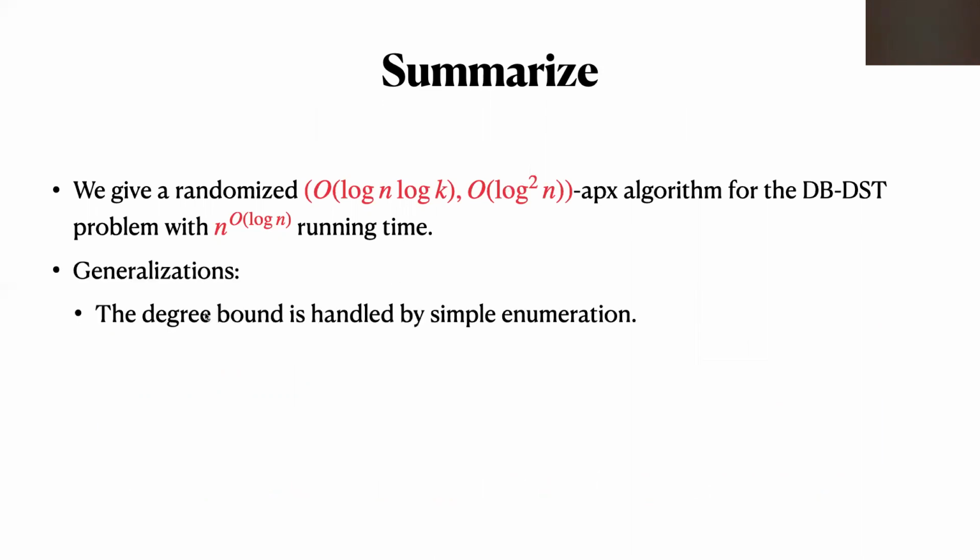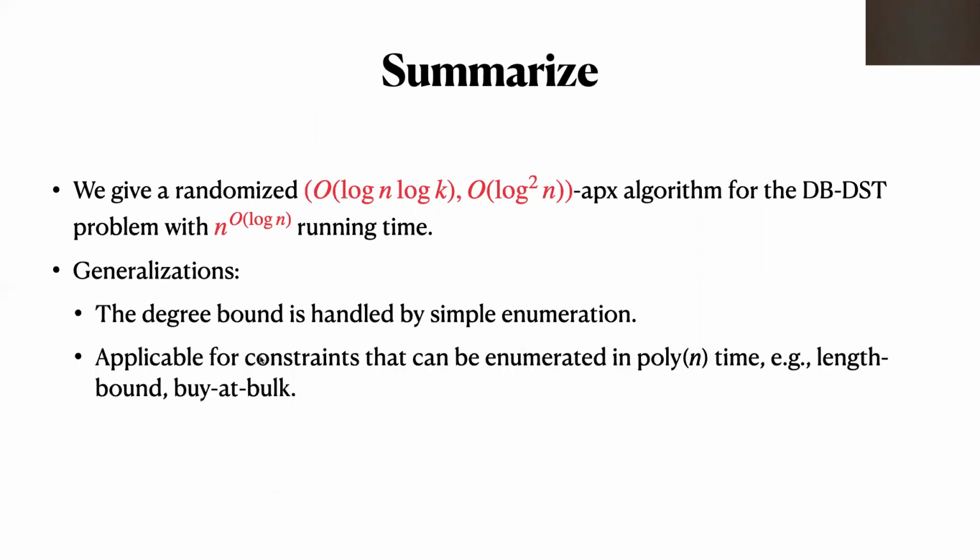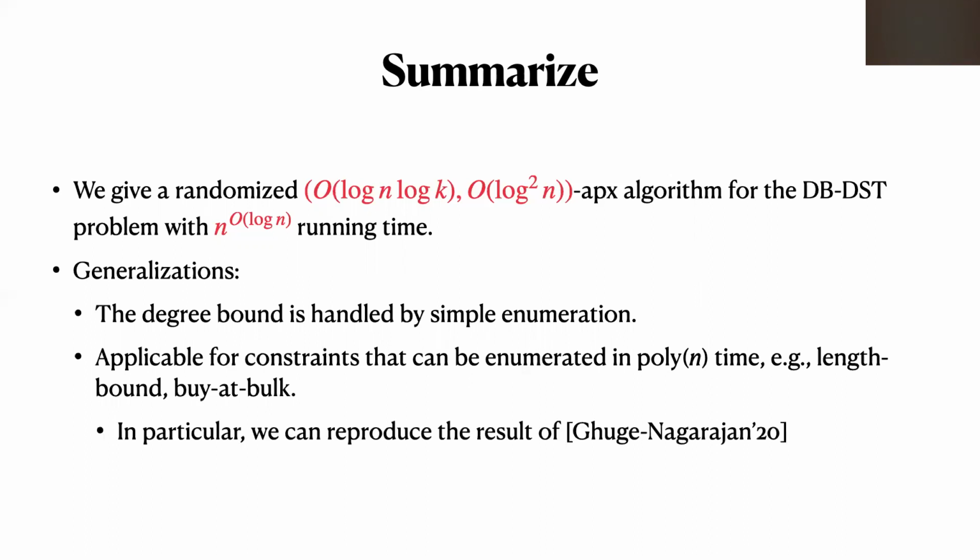And we want to emphasize that the degree bound is handled by simple enumeration. We don't use any special structure of this constraint. That means our algorithm can be easily generalized to handle other constraints, as long as they can be enumerated in poly n time. So we will still get a quasi-polynomial size tree, the T circle. And in particular, our algorithm can reproduce many results of Cook and Lagrange 2020.